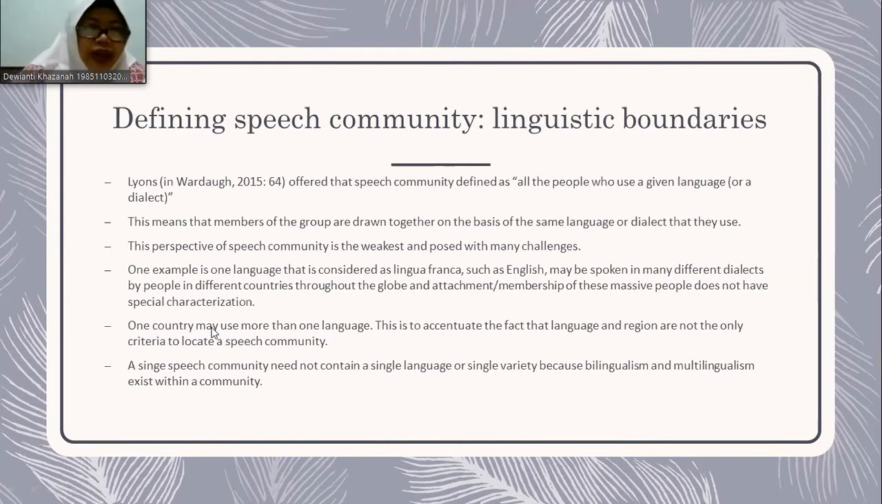If we use shared language or same language as a parameter that defines or that binds people, then it's going to raise some questions and complications. What complications? One example in nowadays world where English has become a global lingua franca, then English is not spoken in one specific region.